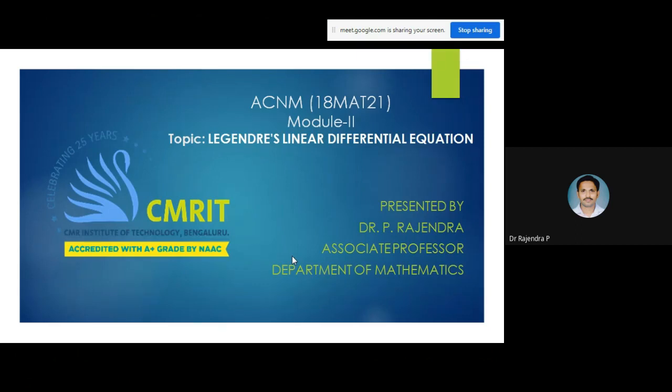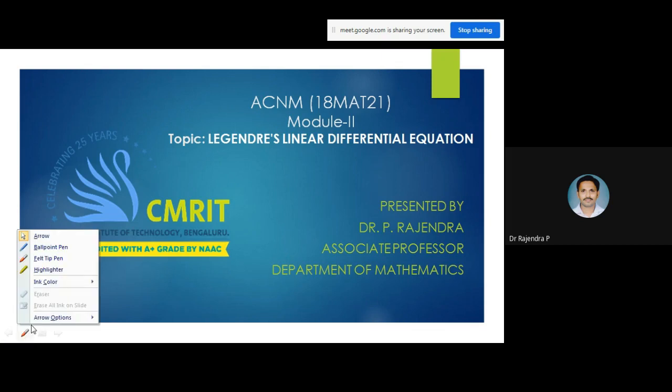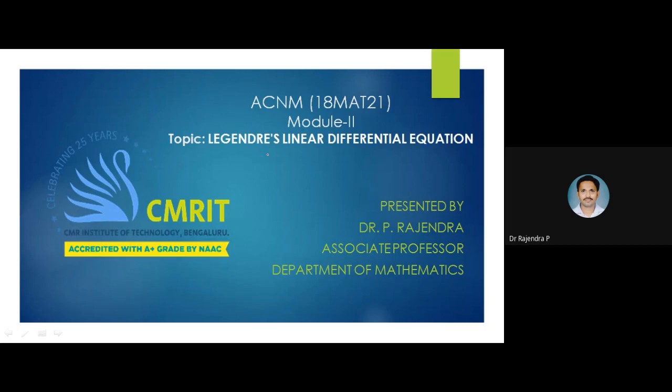All right, I hope you understood the method of variation of parameters. We discussed that method in our previous class. Now we are going to take one more new form of differential equation. It was introduced by Legendre, so it is given his name: Legendre's linear differential equation. It has its own standard form.